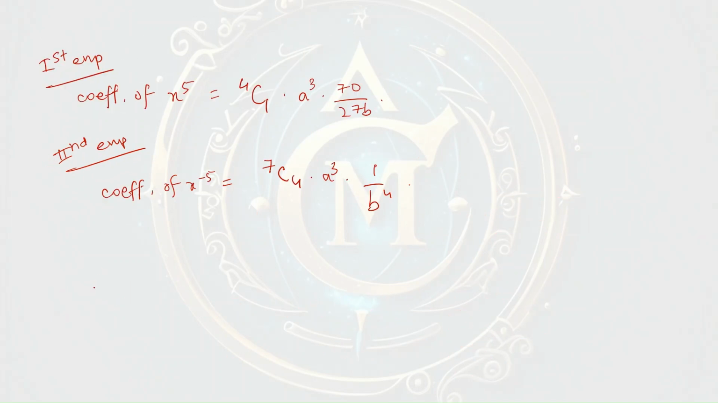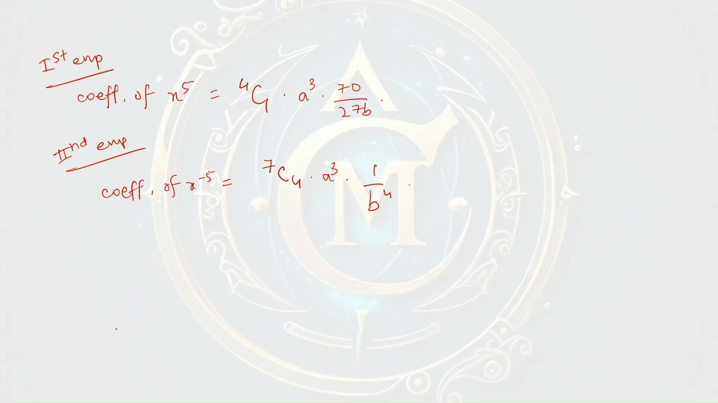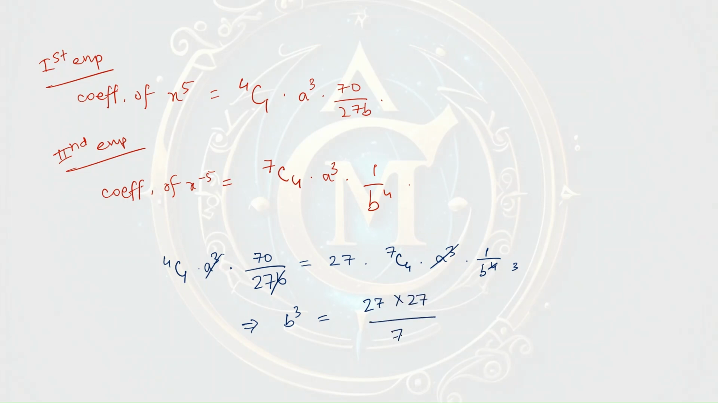So this. Now we are told that coefficient of x to the power 5 in the first expansion is 27 times the coefficient of x to the power minus 5 in the second expansion. That means we can write that 4C1 times a cube times 70 by 27b, this is 27 times 7C4 into a cube divided by 1 by b to the power 4. So as a and b are non-zero, a cube will get cancelled and 1 b will get cancelled. So we can write b cube will be equal to 27 times 27 divided by 70 times 7C4, we can write 7 into 6 into 5 divided by 6, and then divided by 4C1, so 4.